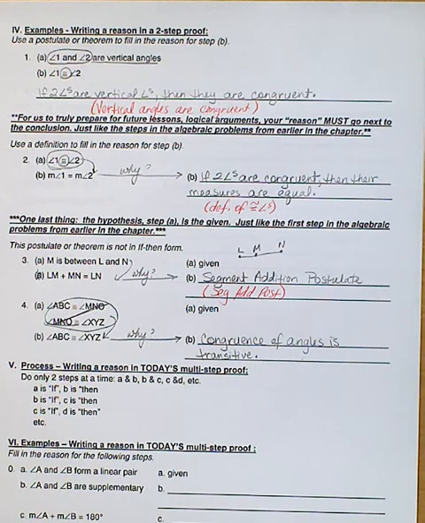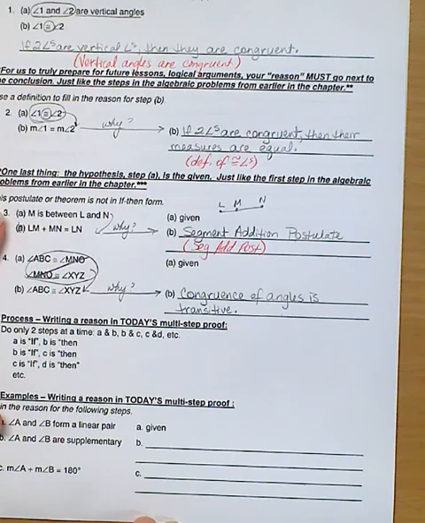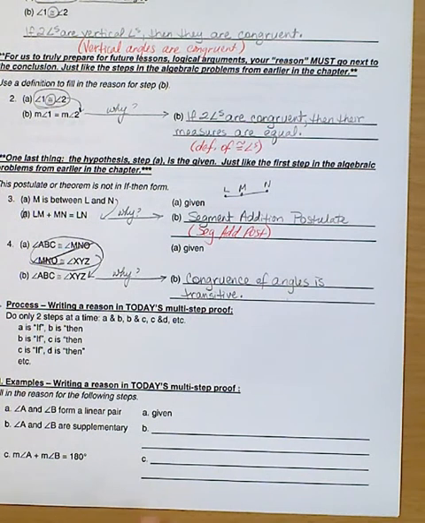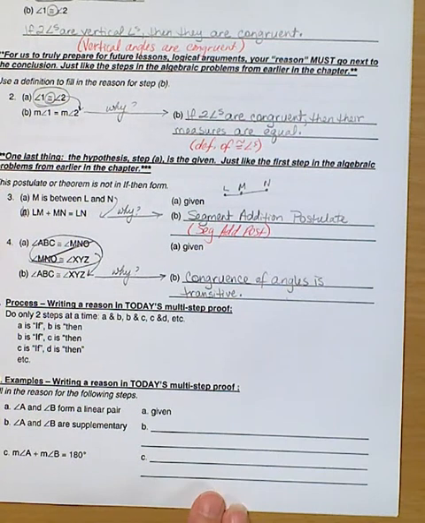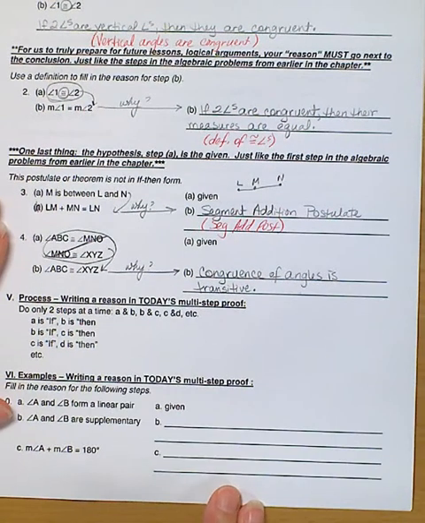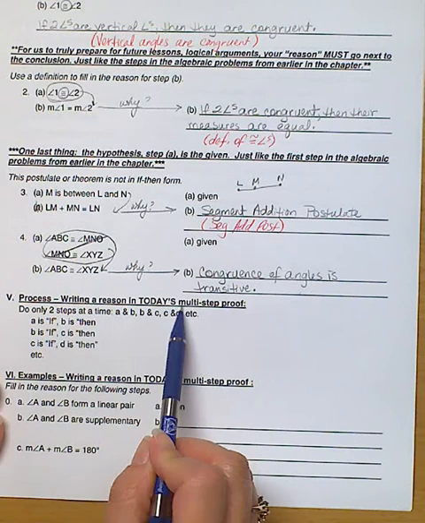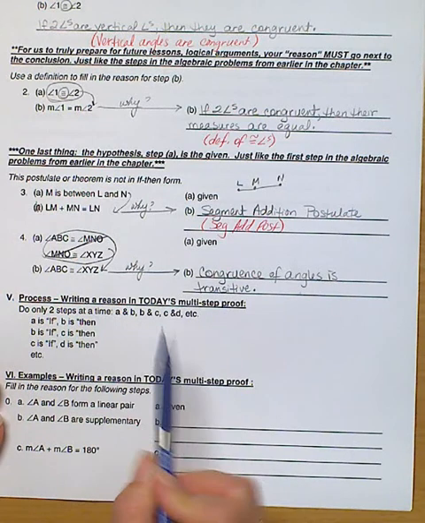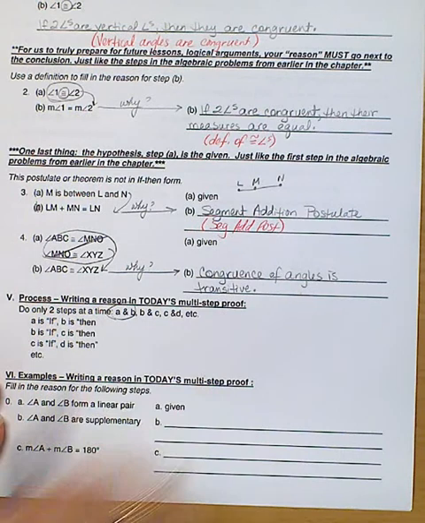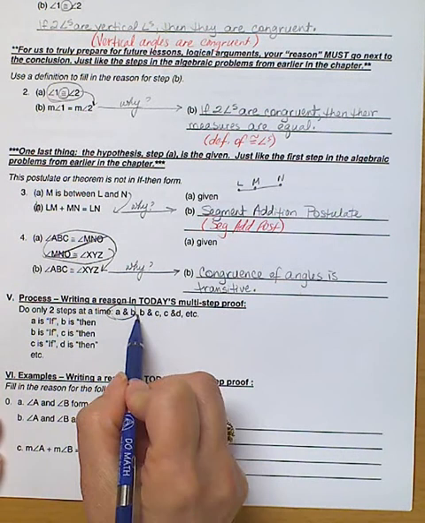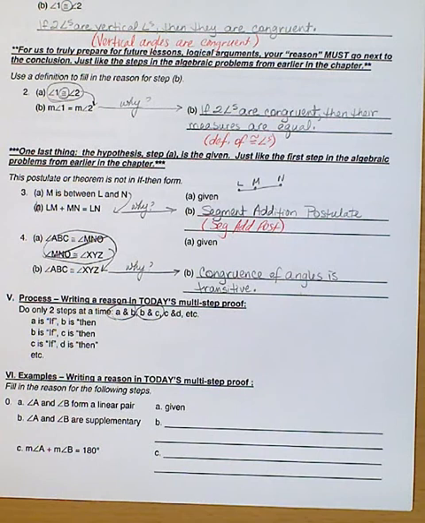Okay, so we still haven't fully gotten to the objective yet. Because again, the objective was to apply complex reasoning to multi-step proofs. So far, we've just done a single step. Or 2 steps if you want to put it that way. So what we're going to do in today's multi-step proof is we're going to make it real easy. A is still going to go with B. B is now going to go with C, and C is going to go with D. So it's just like the algebra problems that we had before.